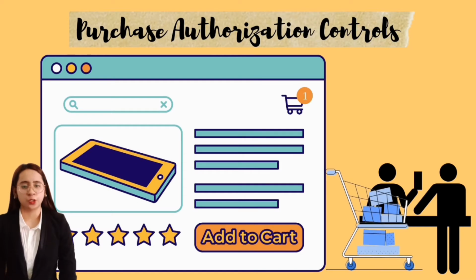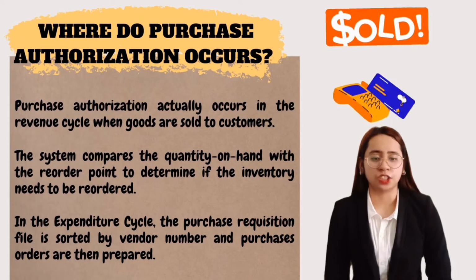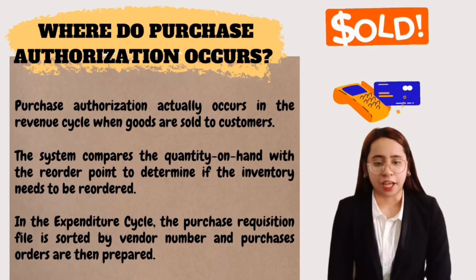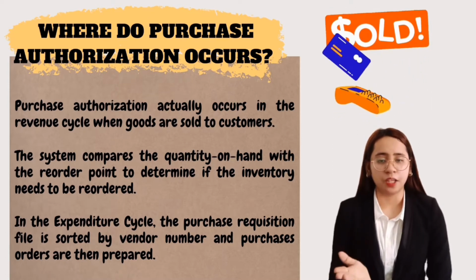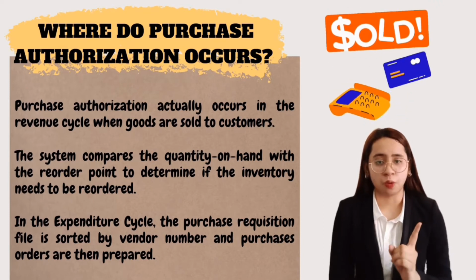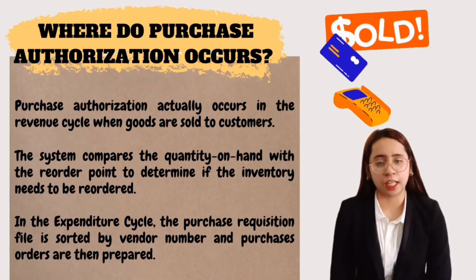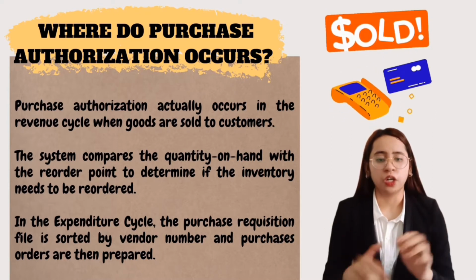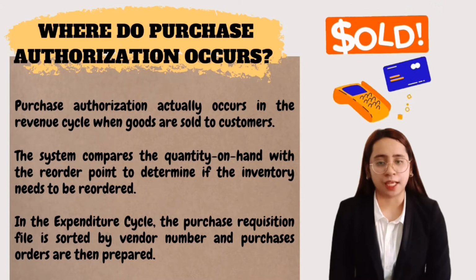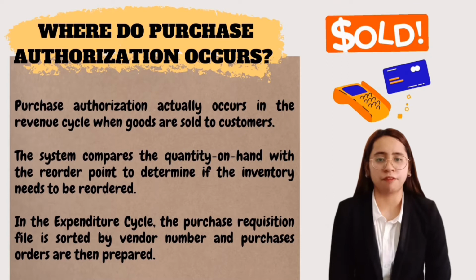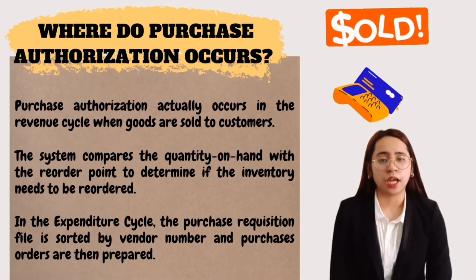Purchase authorization controls. Where does purchase authorization occur? Purchase authorization actually occurs in the revenue cycle when goods are sold to customers. At that time, the system compares the quantity on hand with the reorder point to determine if the inventory needs to be reordered. If so, a purchase requisition for the standard order quantity is created and the item is flagged on order to prevent subsequent orders from being placed. In the expenditure cycle, the purchase requisition file is sorted by vendor number and purchase orders are then prepared.